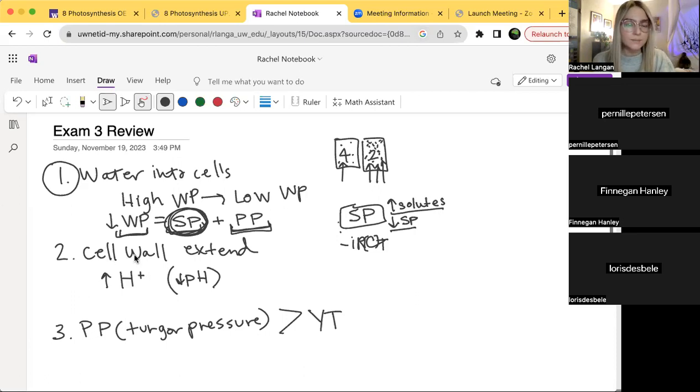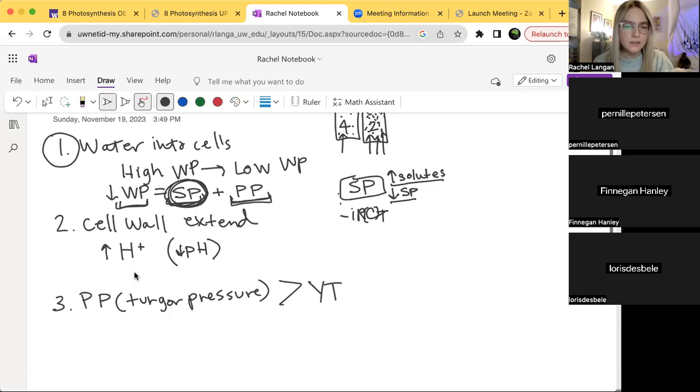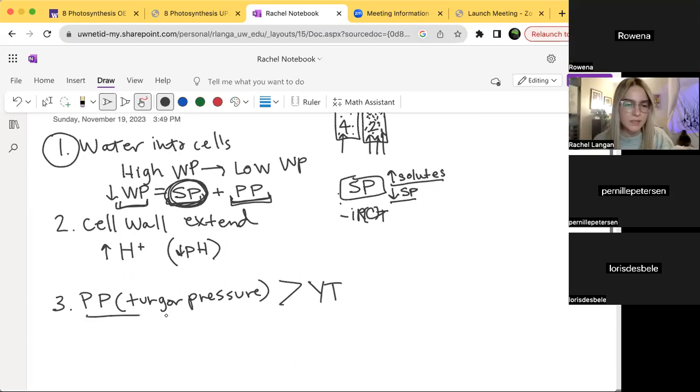And then the last thing is just you need the turgor pressure to at least be high enough above the yield pressure to get the elongation to happen at all. Did I see a raised hand?